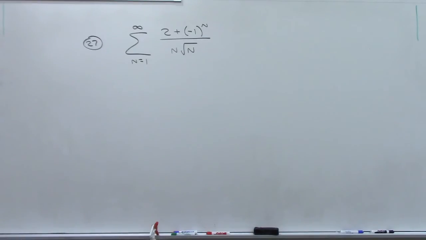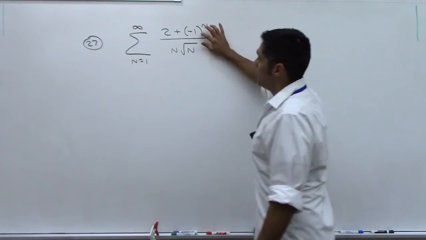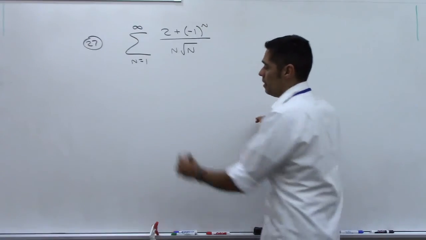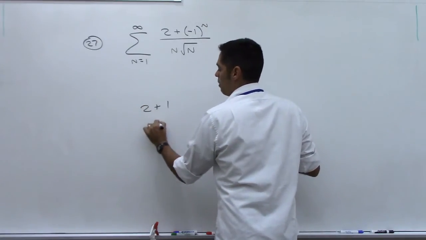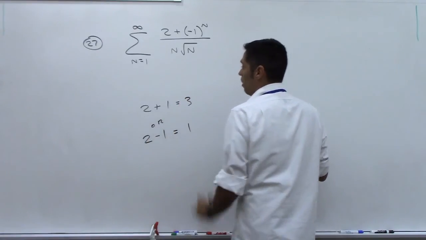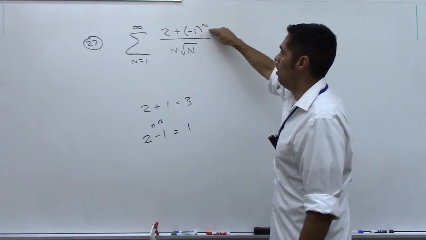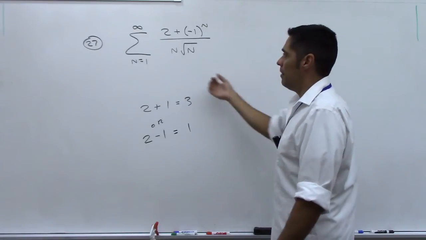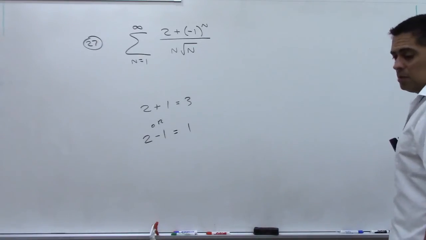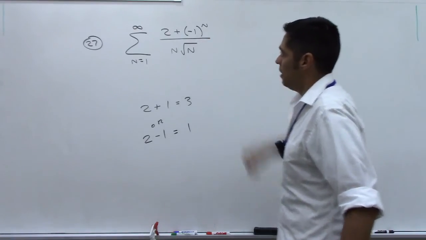So let's try and consider what's happening here. This is always going to oscillate back and forth between -1 and 1. So the top is either going to be 2 plus 1, or it could be 2 minus 1. In this case it's 3, in this case it's 1. So the top is really just switching back and forth between 3 and 1, 3 and 1, 3 and 1 as we move out. And then the bottom is blowing up, it's going to infinity. So definitely don't want to integrate that, because I can never integrate a -1 to the n anyway.